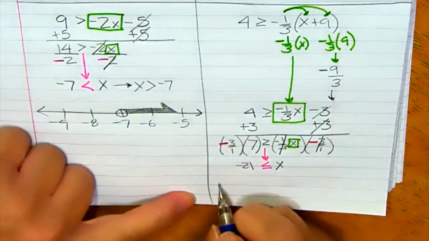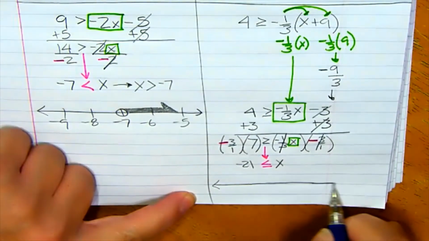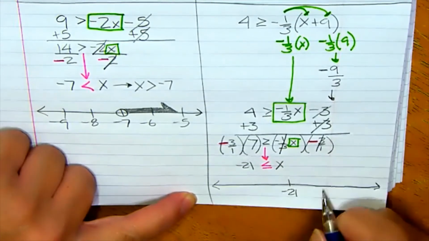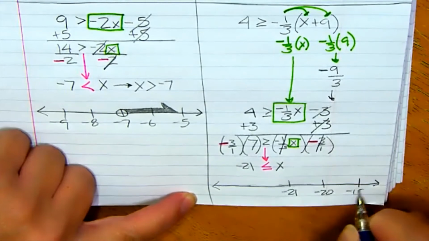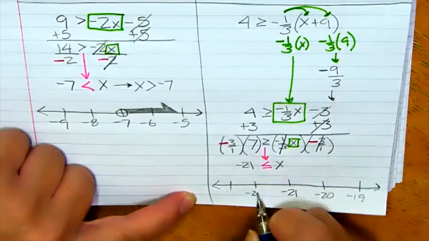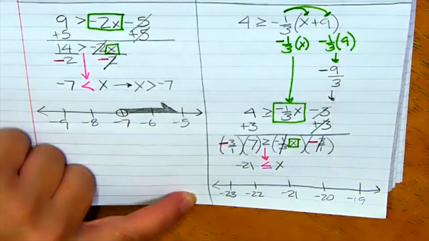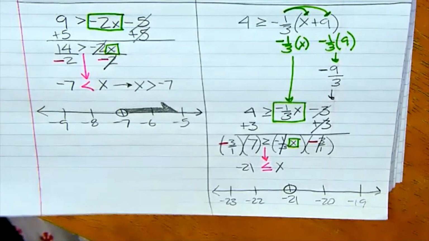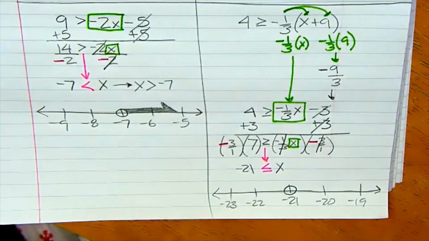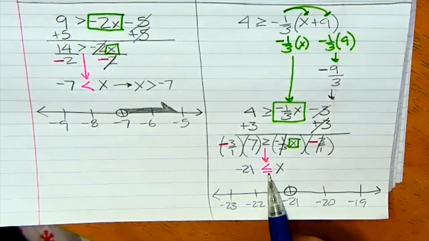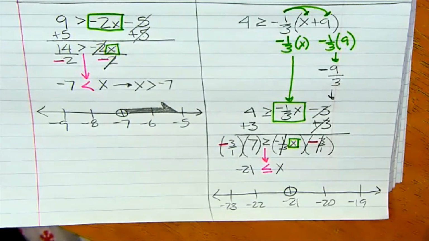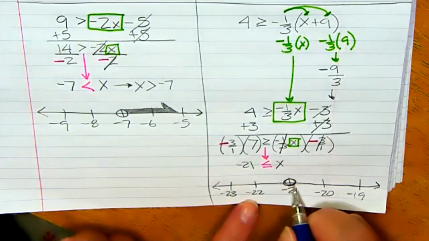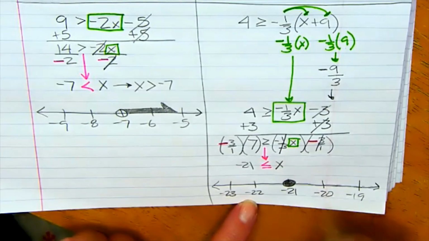So let's graph that. I start with a number line. I put my target in the middle, and I go 2 ticks to the right and 2 ticks to the left. I'm going to put my circle on my target because I know that's where my solution set starts. Then I'm going to look at my sign. There's an equal sign. Equal means that negative 21 is included in the solution set. So I'm going to use a closed circle.